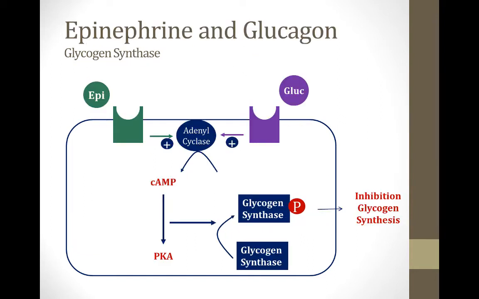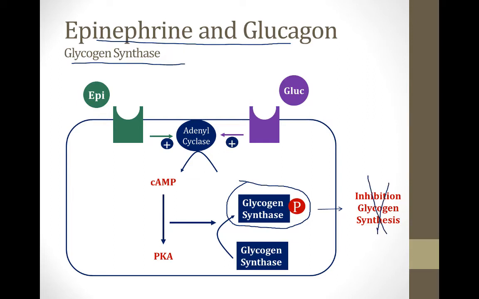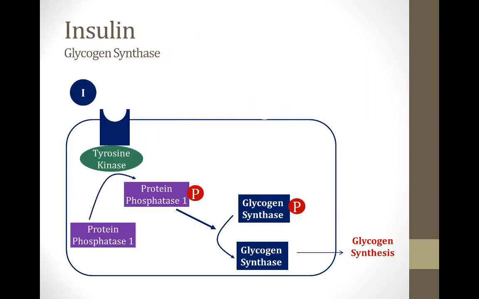Here's a depiction of the effects of epinephrine and glucagon on glycogen synthase. This is the exact same process that occurred for glycogen phosphorylase. The difference here is that the phosphorylated enzyme cannot do its job, and therefore you get inhibition of glycogen synthesis in this case. And then finally, here's a depiction of insulin's effects on glycogen synthase.